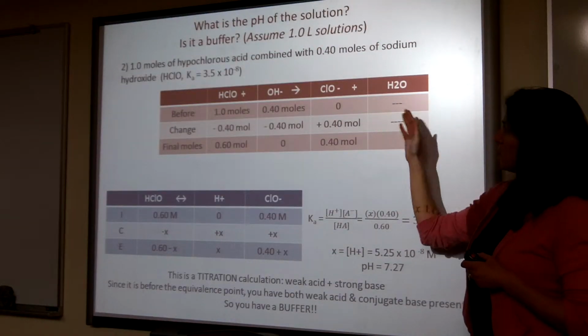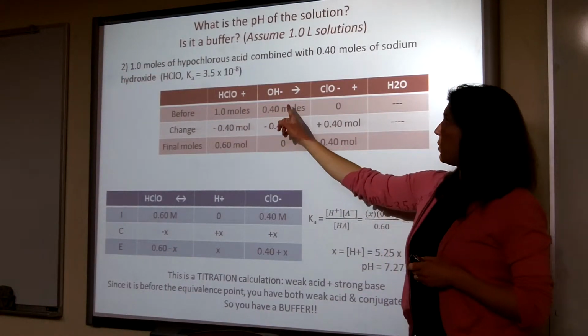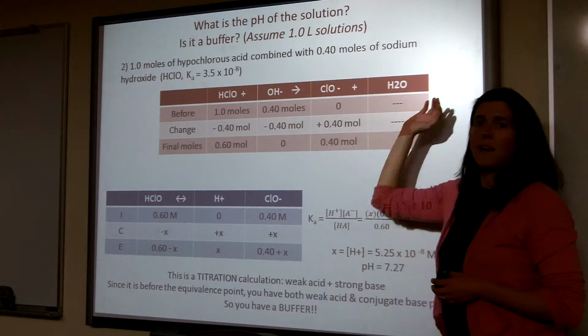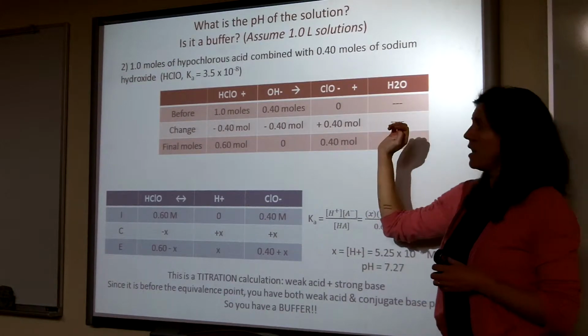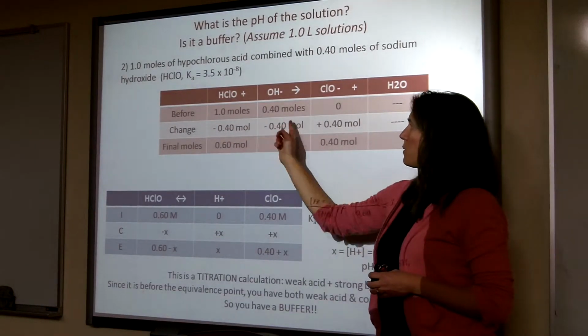So here is the titration reaction that happens. You've got 1 mole of your weak acid. You're adding 0.4 moles of hydroxide to it. And what I'm doing up here is just some stoichiometry. So I'm saying, how many moles do I have? After it all reacts, what's left over? They react in a 1-to-1 ratio.